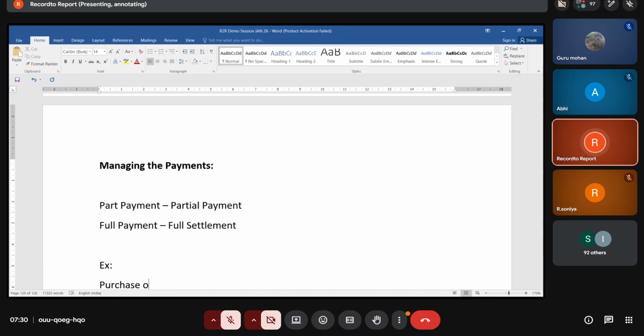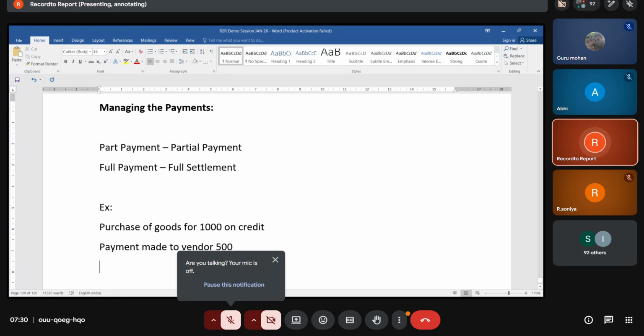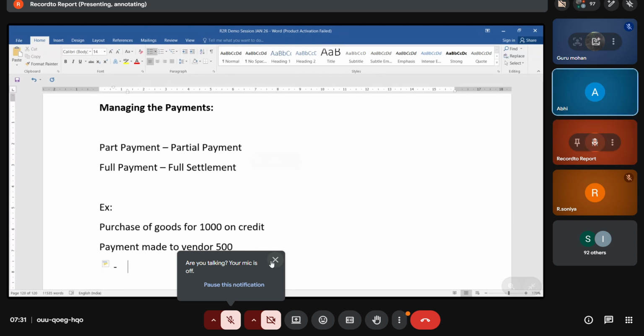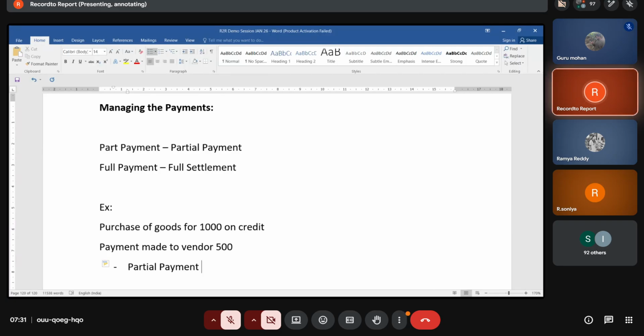See the example: purchase of goods for 1,000 rupees on credit. Payment made to the vendor is 500. Is it a partial payment or full payment? Partial payment. So we need to make the payment again in the future.